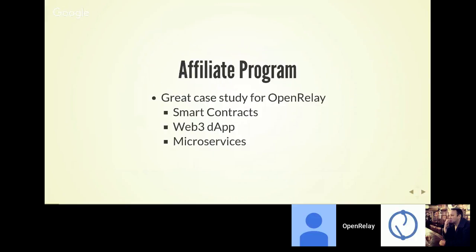So I've selected the affiliate program because I think it's a great case study for exploring OpenRelay. It'll give us an opportunity to talk about smart contracts. It'll give us the opportunity to show a Web3 dApp in action. And we'll also be able to explore a small microservice. The neat thing in my mind about the affiliate program is it gives us a good breadth of categories on several fairly simple components so that we can cover the implementation of each without losing sight of the big picture to kind of help cover each of the individual concepts.